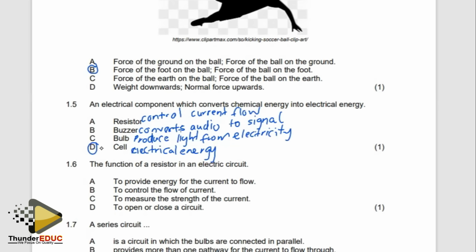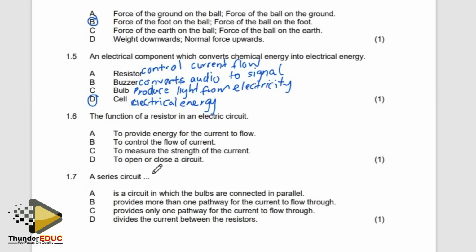That's 1.5. We have D. Then we move on to the function of the resistor. If we go back to 1.5, as I explained, the resistor controls current flow. So let's check our answers. The function of a resistor in an electric circuit, question 1.6, A says to provide energy to the current flow. No, that's not it. Then B says to control the flow of current. So we are leaving our answer as B.